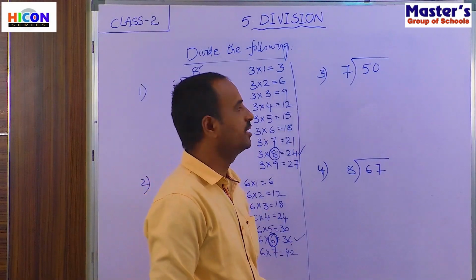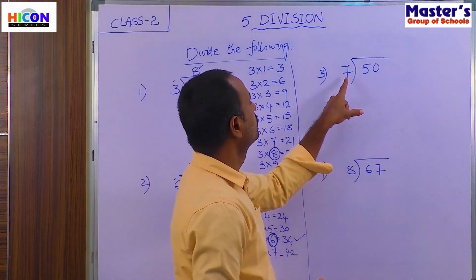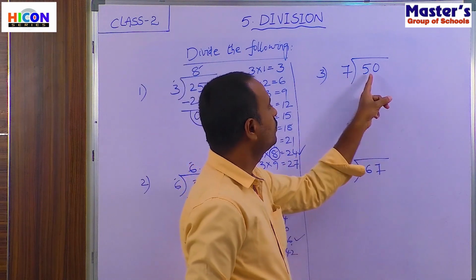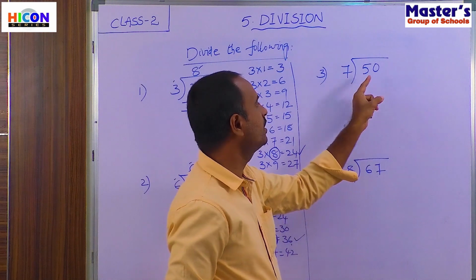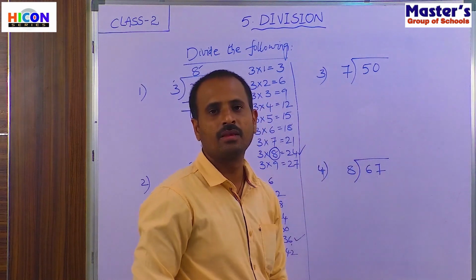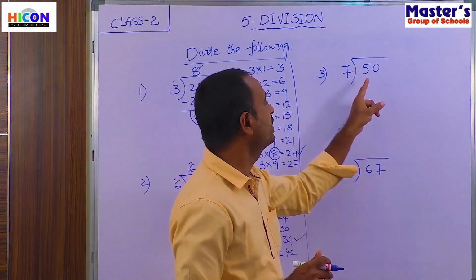The third division here, children. So what is the third division here? So the divisor is 7. What is the dividend? 50. So let us find when we get the number 50 in the 7th table.